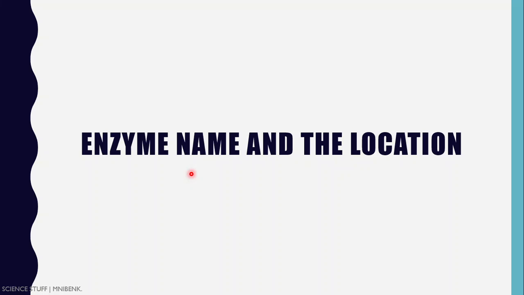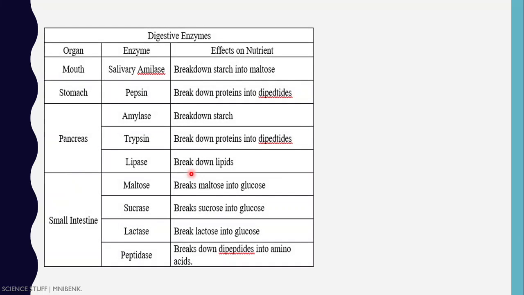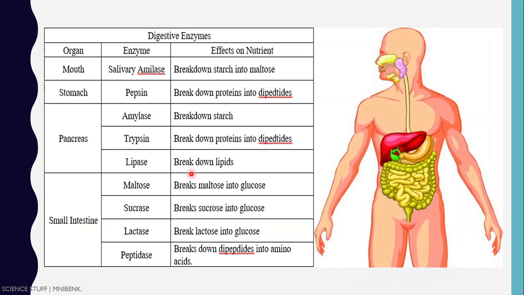So next we're going to talk about the enzyme names and their locations. Okay, I'll show you the list of enzymes here and their locations in our body. For the disclaimer, I know there are lots of enzymes in our body. There are approximately 1,300 or more enzymes in our body for different types of reactions. And of course, it would take so long for us to talk about all of those enzymes, so we're going to funnel it down to digestive system enzymes only. So we have the digestive organs here: mouth, stomach, pancreas, and small intestine.